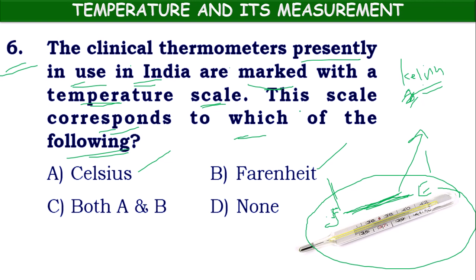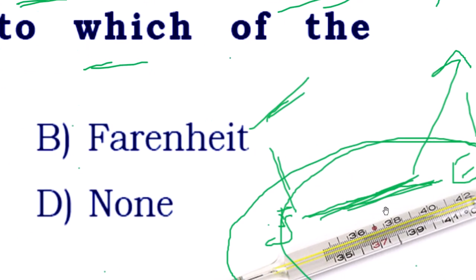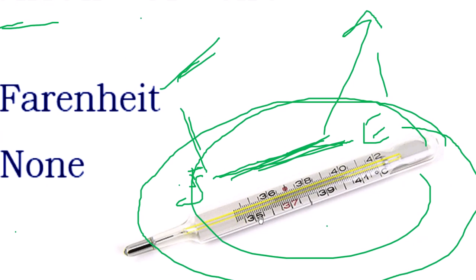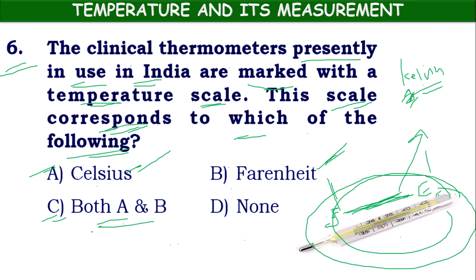Here the question is, what will be the structure of the scale? Here the scale is calibrated in option A, Celsius degrees, option B, Fahrenheit, option C, both A and B, meaning both Celsius and Fahrenheit, or none of these. If you observe the clinical thermometer here, on the bottom side you can observe measurements in degrees centigrade. On the upper side, you can observe readings in Fahrenheit.